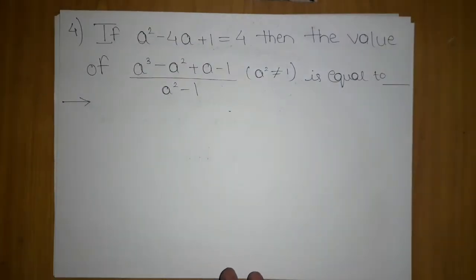Okay guys, the question is as follows: if a square minus 4a plus 1 equals 4, then find the value of (a cube minus a square plus a minus 1) upon (a square minus 1), where a square is not equal to 1. You obviously know the reason why a square should not be equal to 1, otherwise it will become indefinite. We want to find its value.